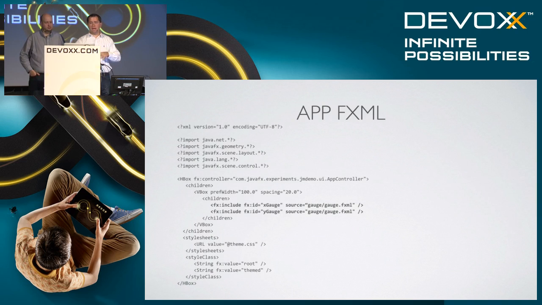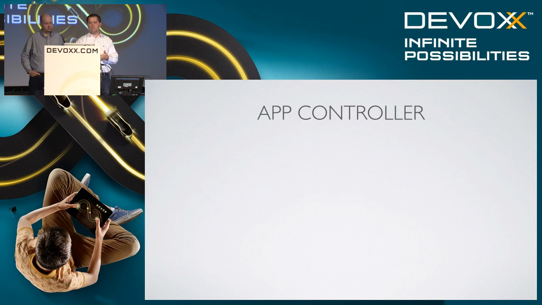If we were to look at the application's FXML, it's really quite simple because there's not a whole lot to it other than specifying the style sheet that it wants to use and then having a couple of FX includes. But there is something very significant here in this FX include. It specifies the FX ID and it says X gauge and another one called Y gauge. So we had a single gauge FXML file, but we're going to create two different instances of it. We're going to give each instance a different ID.